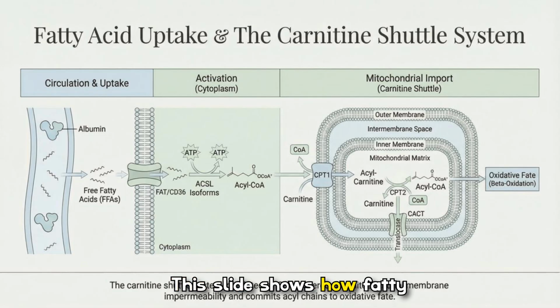This slide shows how fatty acids move from blood into cells and into mitochondria for oxidation. Free fatty acids travel bound to albumin, are activated to acyl-CoA in the cytosol, and then use the carnitine shuttle, CPT1 and CPT2, to cross mitochondrial membranes, a step tightly regulated to commit acyl chains to oxidative fate.